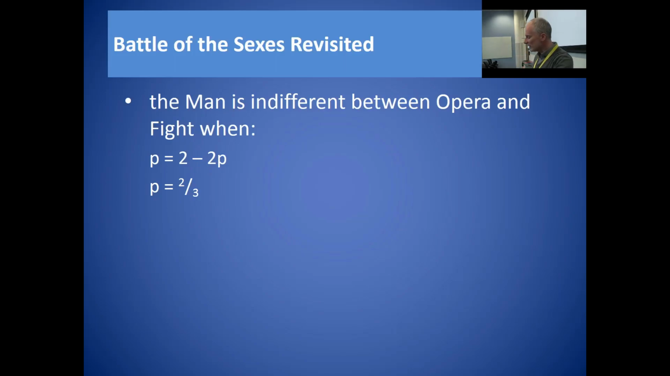So what we do is we equate his expected payoffs. Expected payoff of going to the opera was P. Expected payoff of going to the prize fight was 2 minus 2P. Equate them and work out that probability of P. Gives us 2/3. And I'll throw something in here and I'll pick it up in seminars as well.